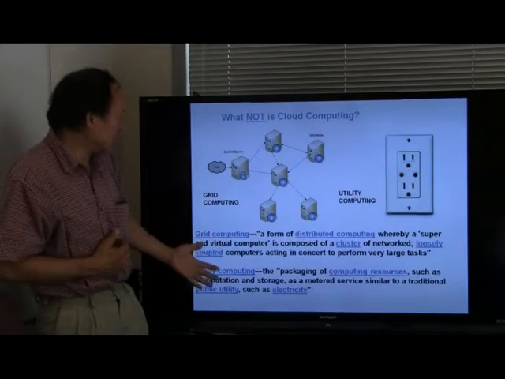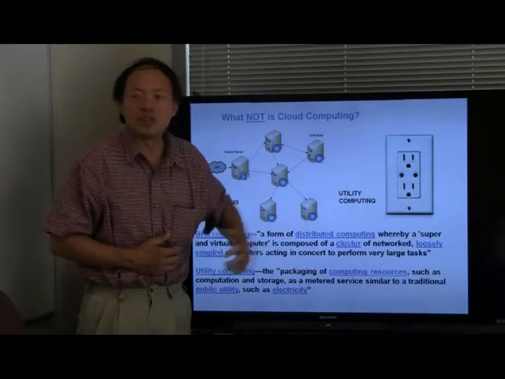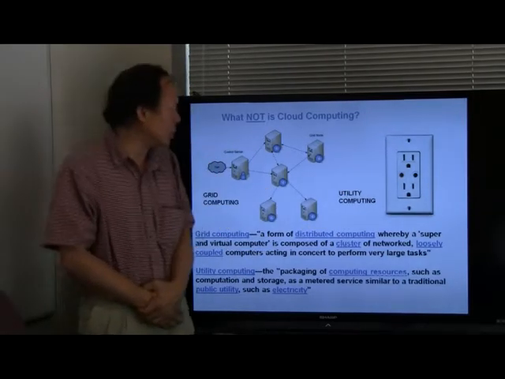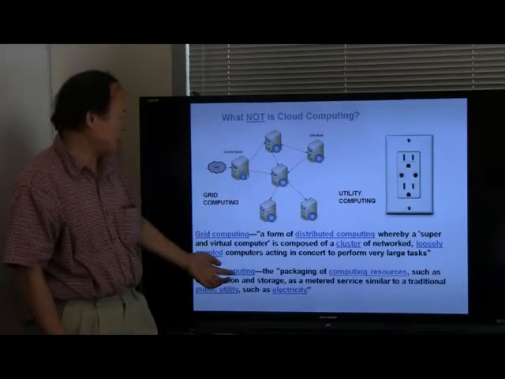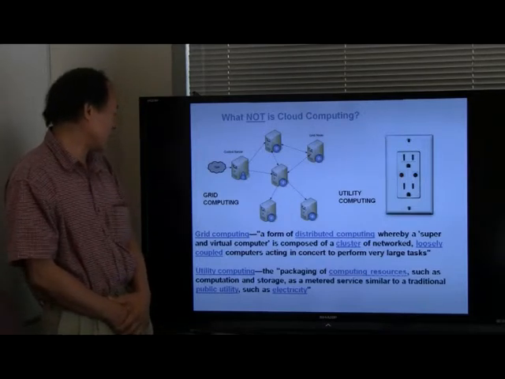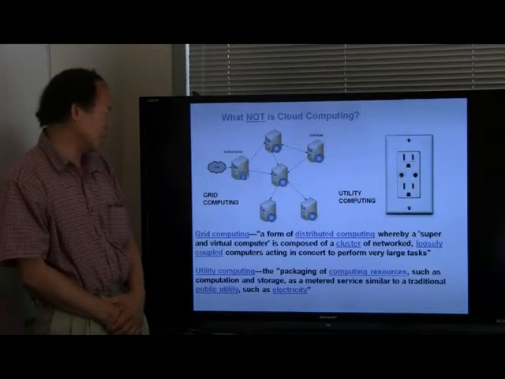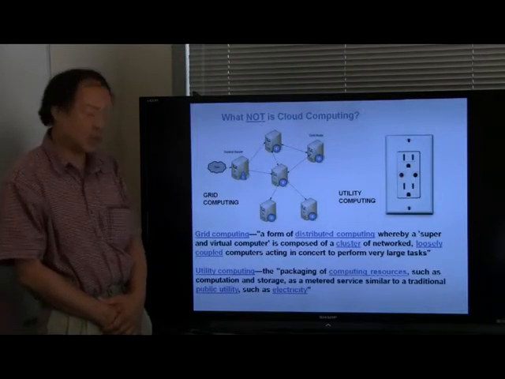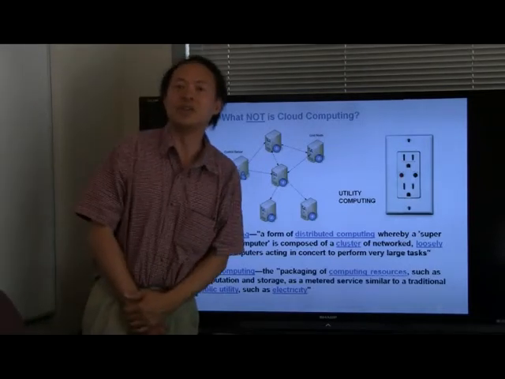Now, the second form of computing that we distinguish from cloud computing is called utility computing. Let me just read off from here. Utility computing is the packaging of computing resources, such as computation and storage, as a metered service similar to a traditional public utility, such as the utility of electricity.